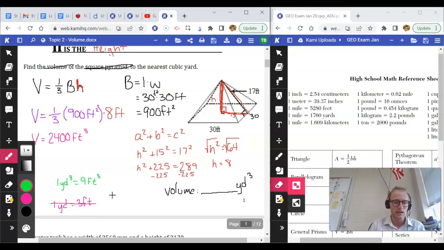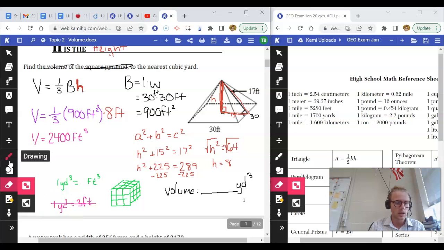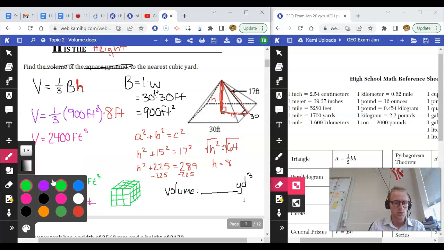Which should make sense. If you have a cubic yard, then that would mean that we have 3 feet on each dimension. And if you counted up all those cubes, you would have 9 cubes. Or, where did I mess up? Oh, I messed up by not doing 3 cubed. I did 3 squared, not 3 cubed. 27.